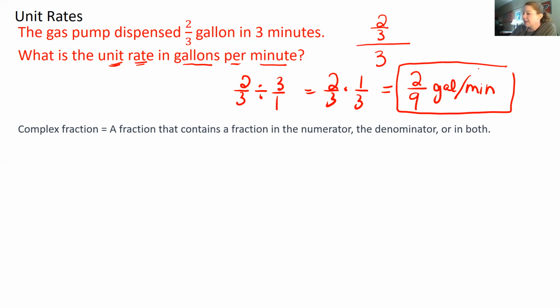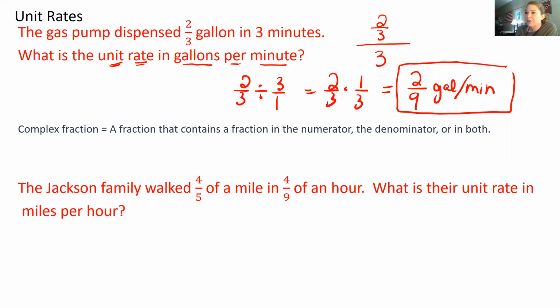All right. So a complex fraction is a fraction that contains a fraction in the numerator, the denominator, or in both. Just a little vocabulary there.